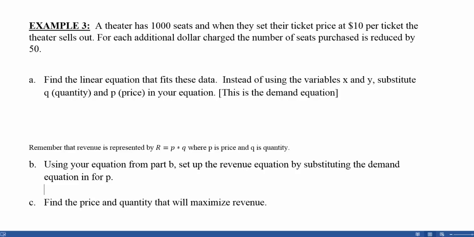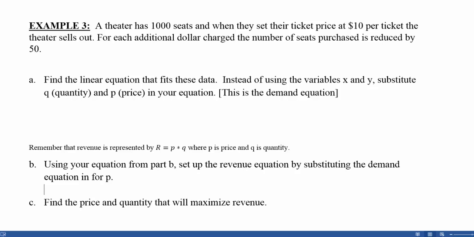Part A. Find the linear equation that fits this data. Instead of using the variables x and y, substitute q and p into your equation. This is what we call the demand equation. The demand equation relates how many tickets will be demanded depending on the price that you're picking. So we want to have a relationship with q and p. So it doesn't matter which way we set this up as long as we're careful and we're consistent.